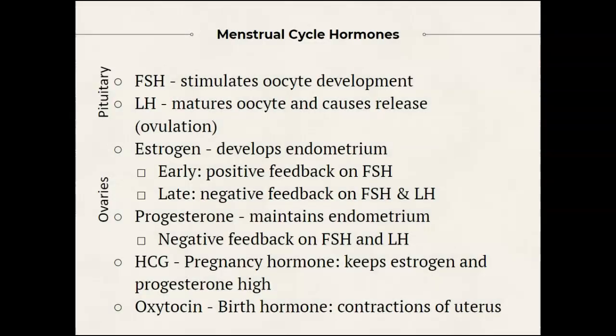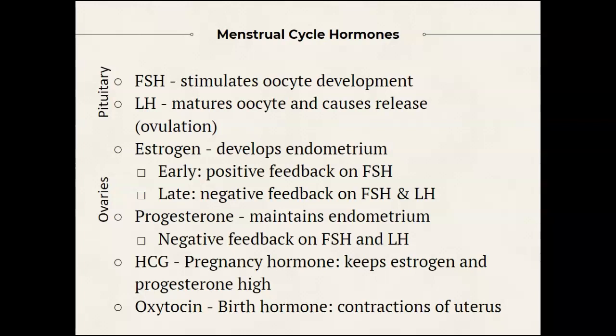So now let's talk about menstrual cycle hormones, okay? The first two are released and regulated via the pituitary gland, which is in your brain, and the rest are regulated by the ovaries, which are in the female reproductive system. FSH, follicle stimulating hormone, stimulates oocyte development. Luteinizing hormone, LH, matures the oocyte and causes release, or ovulation. This means that the egg cell is leaving the ovary and traveling along the fallopian tube into the uterus.